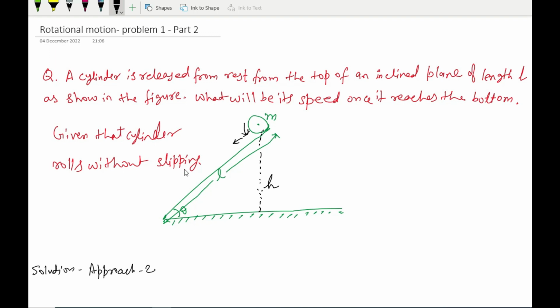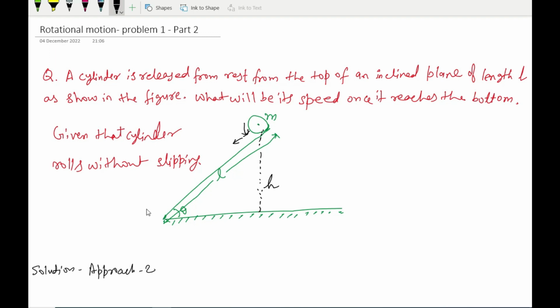Just to remind you, the problem is like this. A cylinder is released from rest from the top of an inclined plane of length L, as shown in the figure. What will be its speed once it reaches the bottom, given that the cylinder rolls without slipping? So this cylinder is rolling down and reaching the ground. So what will be its speed? Basically, the linear speed once it reaches the ground.